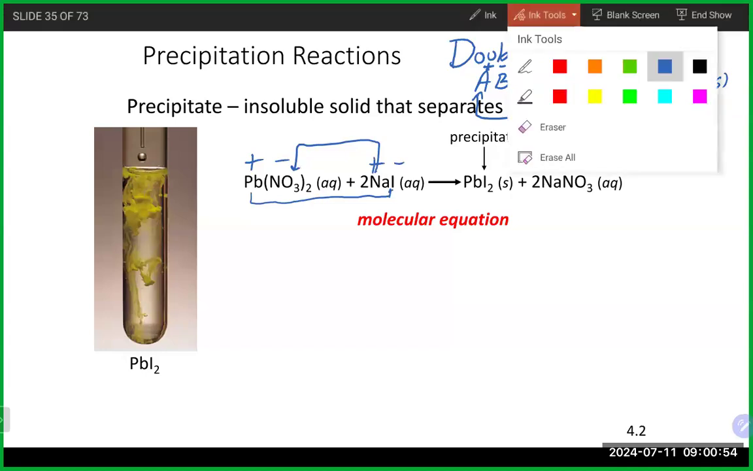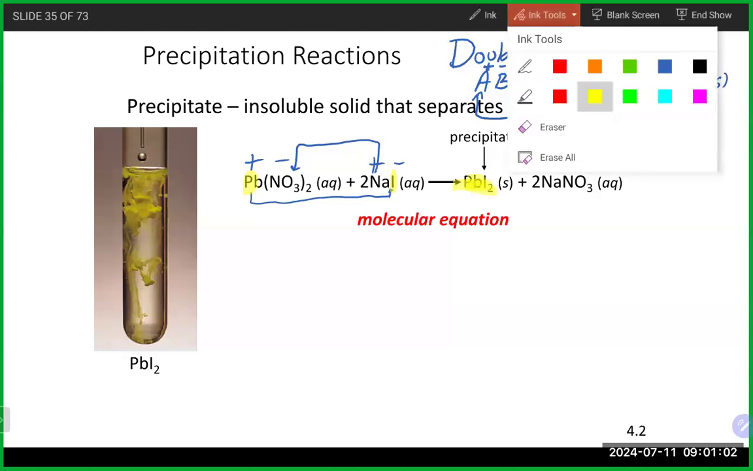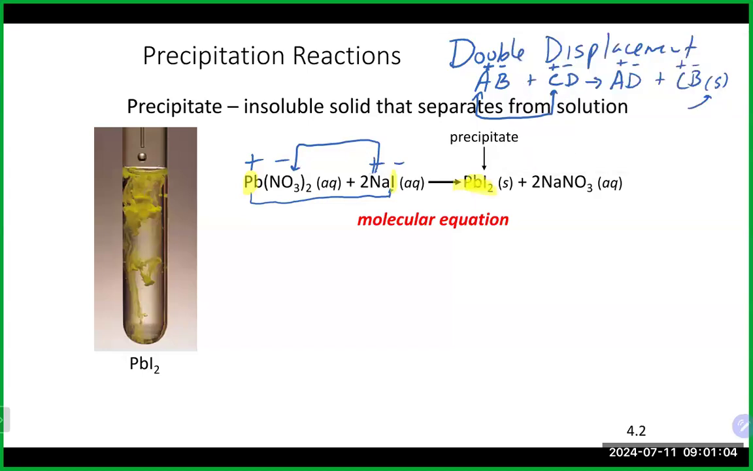And we can see that the lead ends up with the I, and our other two guys switch partners as well. Our sodium and our nitrate come together here to make our sodium nitrate. So we get this double sort of switch that occurs.